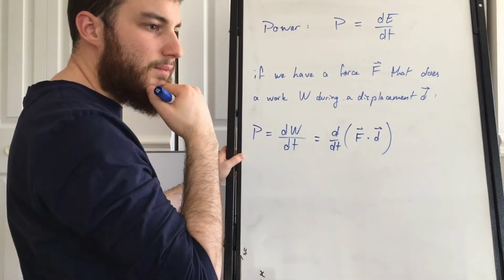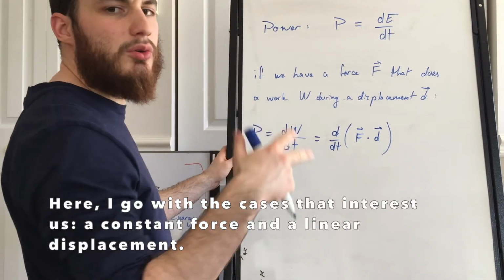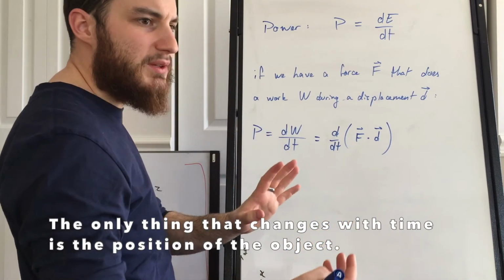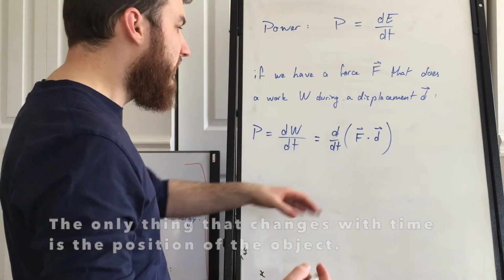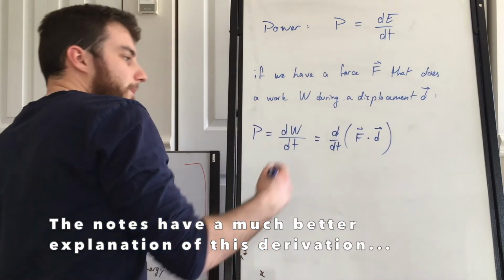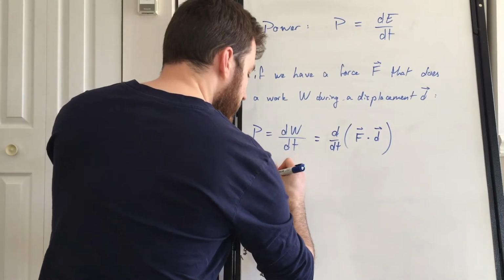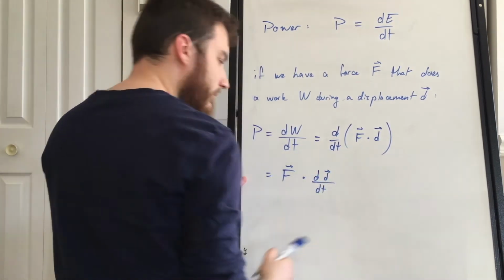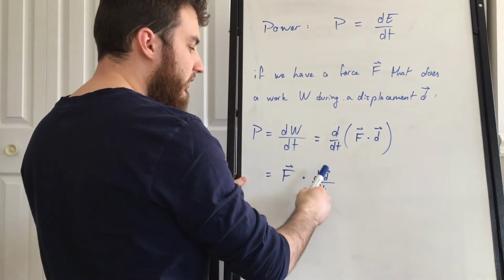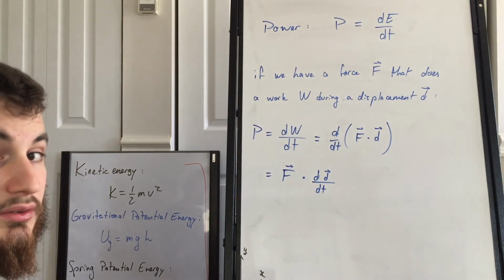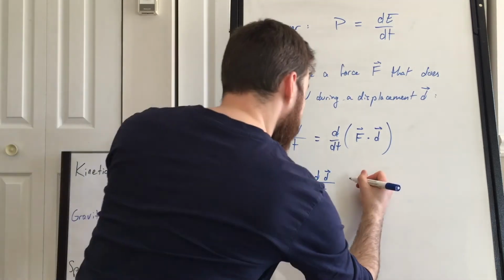then we're going to say, but let's ignore the fact that the force can change and just consider the displacement. We have a constant force. Then we can distribute the derivative to the dot product. And if the force is constant, the leftover term becomes F times the derivative of the displacement over time. Well, by definition, that's just the velocity.